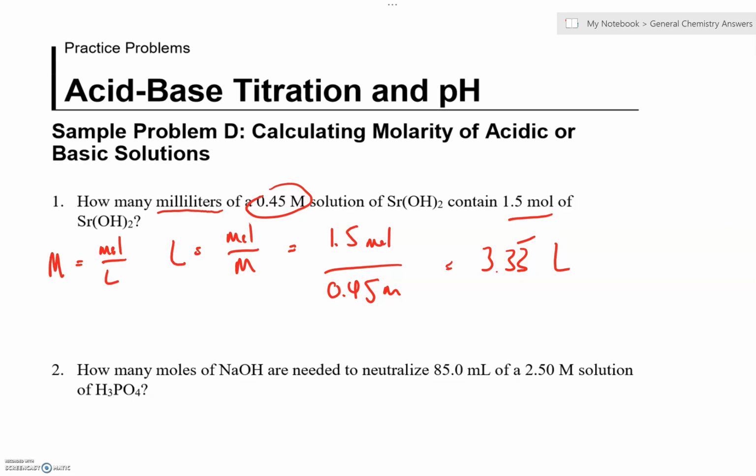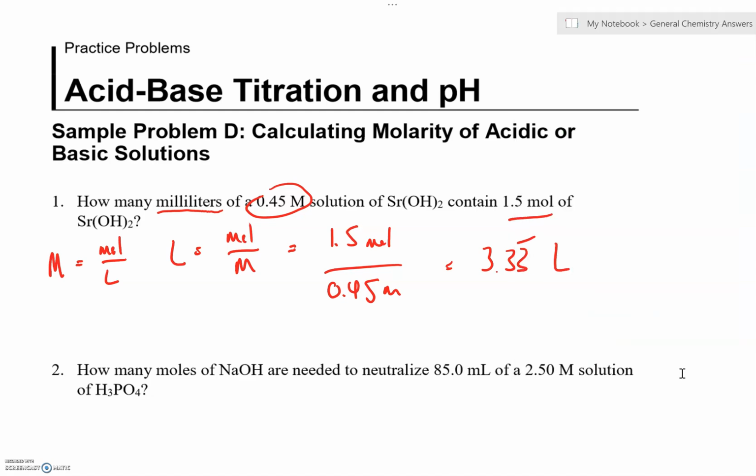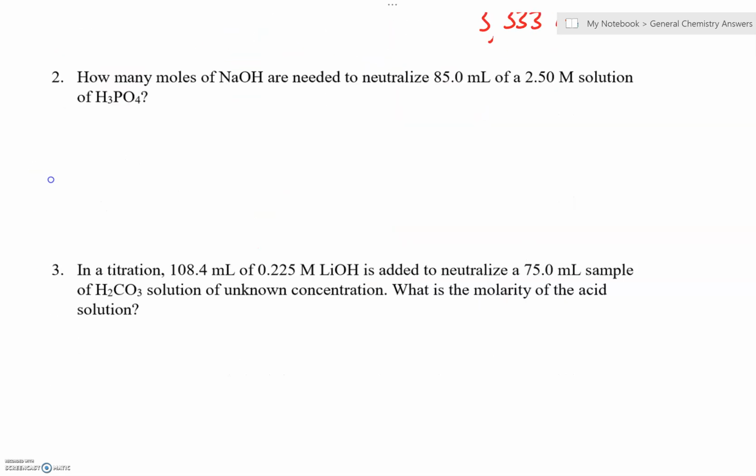Well, the question is very specifically asking for milliliters. So we're simply going to multiply by 1,000. So let's bust out our calculator and say times 1,000. And we're simply moving the decimal place 3. And that is, of course, 3,333 milliliters. And that's all you're doing, ladies and gentlemen.